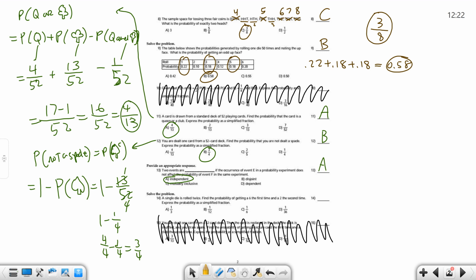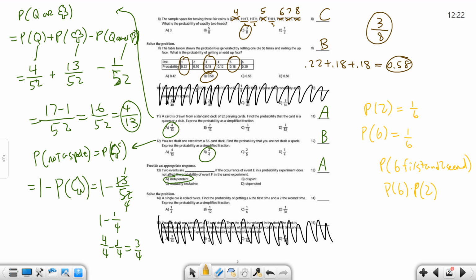So a single die is rolled twice. What's the probability of getting a 6 first and a 2 the second time? So the probability of getting a 6 first and the probability of getting a 2 the second time, right? So a 2 is 1 out of 6, a 6 is 1 out of 6, and the probability of getting a 6 first and then a 2 second is going to be the probability of a 6 times the probability of 2.